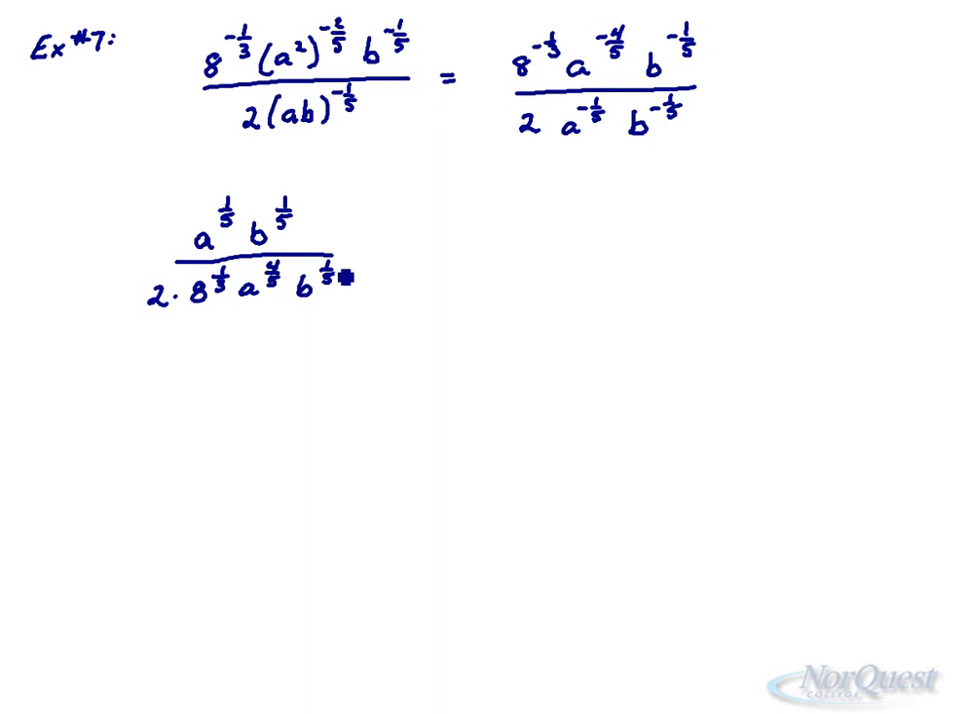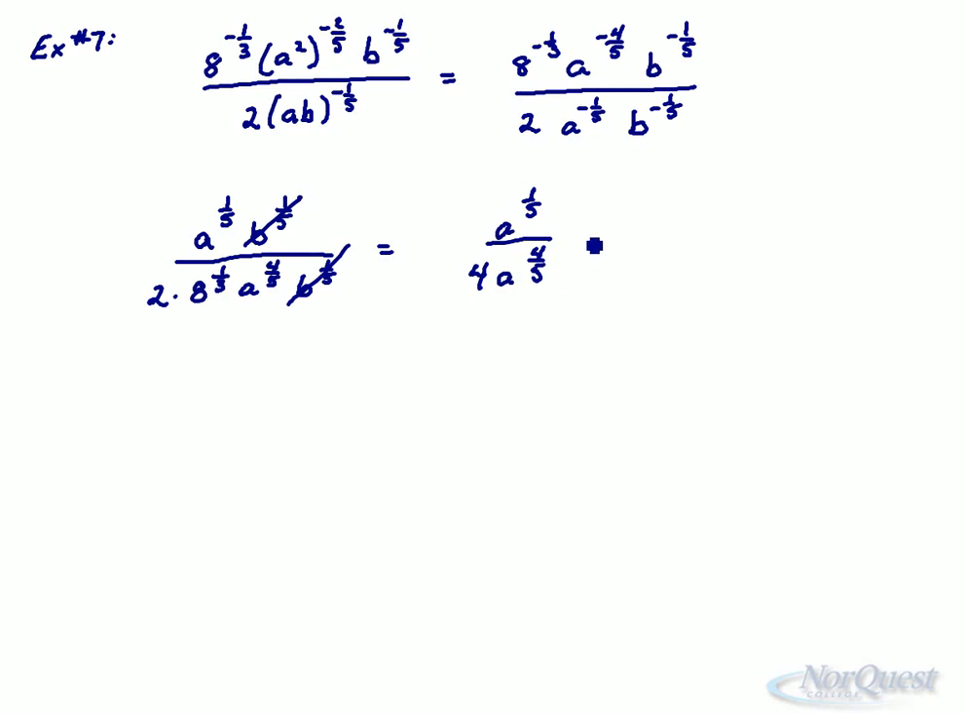Now we can simplify. Nothing to simplify on the top. On the bottom, I can simplify the two coefficients. The cube root of 8 is 2 times 2 will give me 4. Notice I also have a b to the 1/5 and a b to the 1/5, so I can divide those out. So it's going to leave me here with a to the 1/5 over 4 times a to the 4/5.